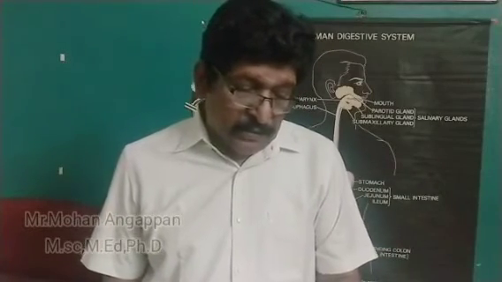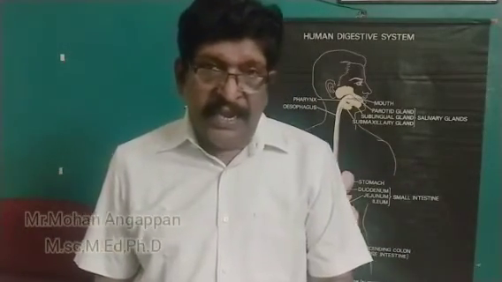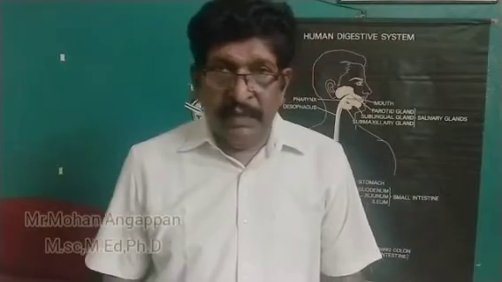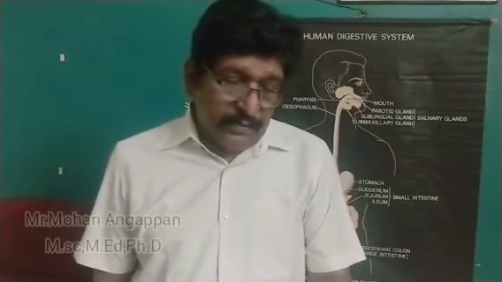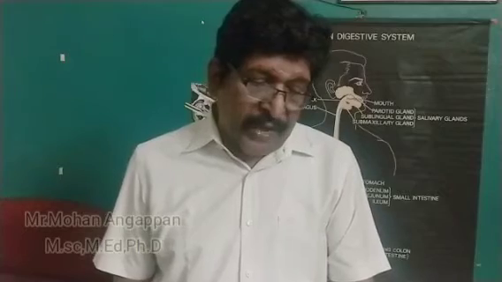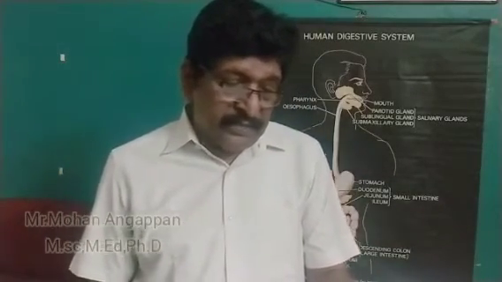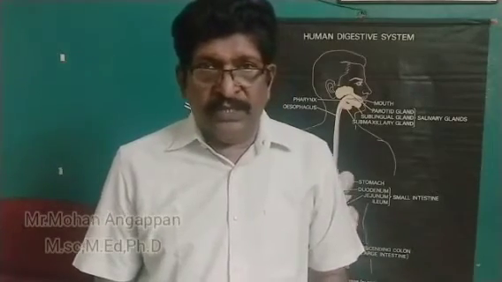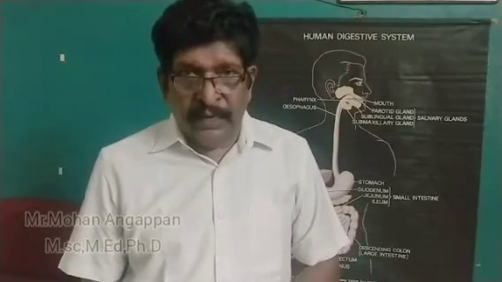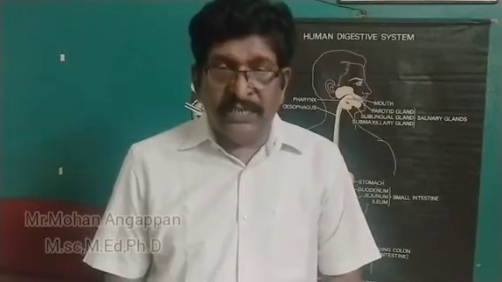Seventh function, it stores fat and the fat soluble vitamins A, D, E, K. So you know the vitamins, fat soluble and water soluble. B and C are water soluble. A, D, E and K are fat soluble vitamins. The liver stores the fat and the fat soluble vitamins. It also synthesizes vitamin A. So this is all about the overall functions of the liver.